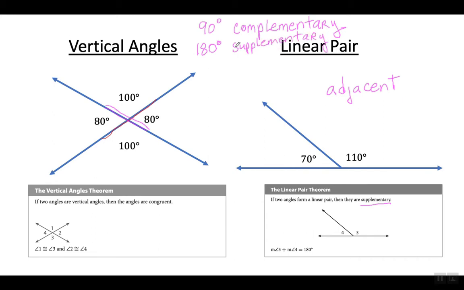And the way I told you could remember is that the number 90 comes before the number 180, just like the letter C in the alphabet comes before the letter S. That way you could always remember which is which. 90 is complementary, 180 is supplementary. You're going to have questions on that today, and that's very simple. That's from middle school. All right?